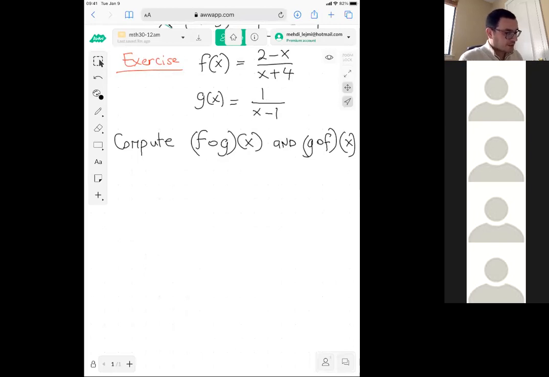Well, at least I can start with the first one. Number one, the F composed with G. So let's do the first one: f composed of g of x, so it's f of g of x. As I said, it's a good idea to write down your f first. So f is 2 minus x over x plus 4.